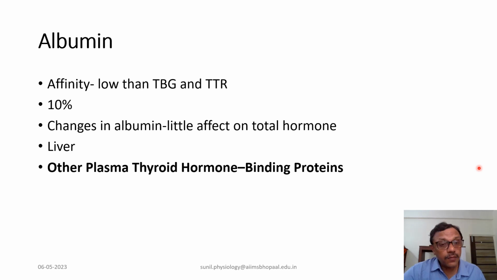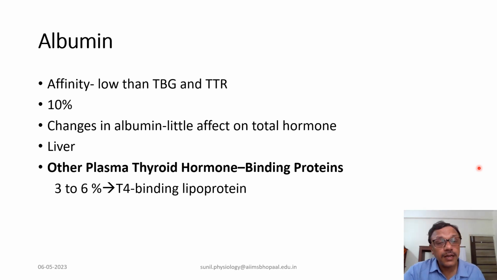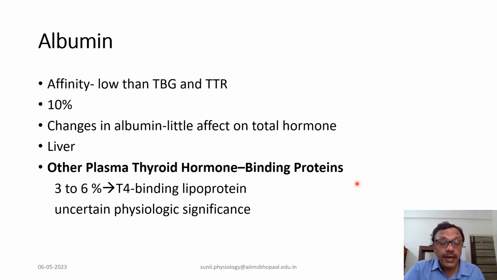So, is there any other protein that can bind with T3 and T4? Yes, there is one more protein available, which is known as the T4 binding lipoproteins. This lipoprotein can bind only 3 to 6% of T4, a very small amount. But the physiological function of its association with this lipoprotein is still unknown.